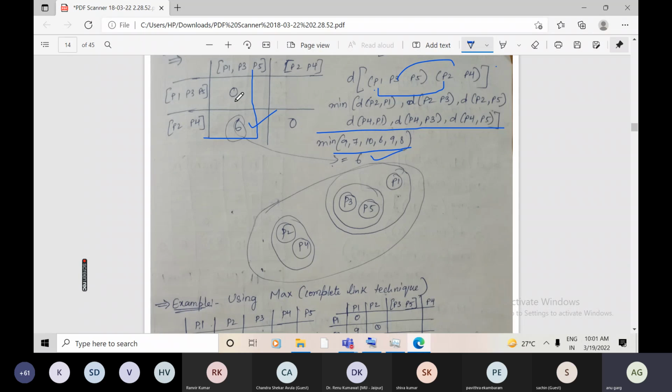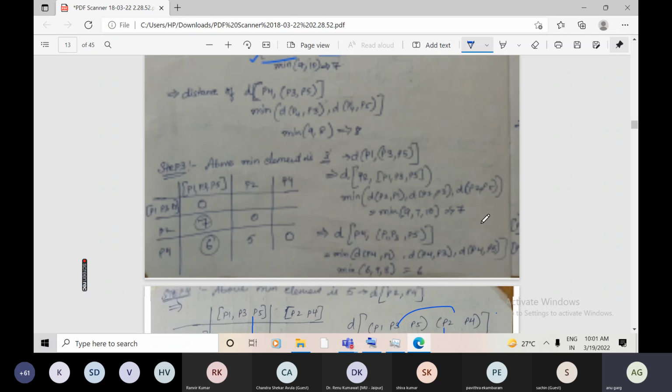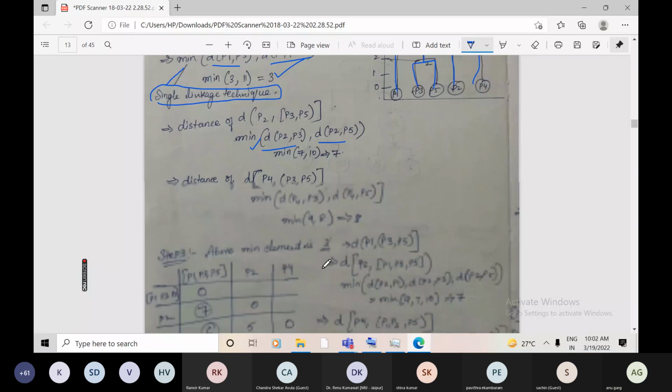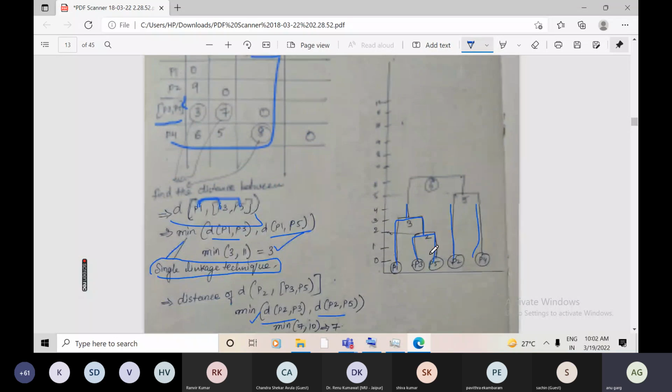So finally, your complete cluster is P2, P4, P1, P3, P5. So this will be your final top level cluster and the distance is 6. So this is how single linkage technique clustering is.